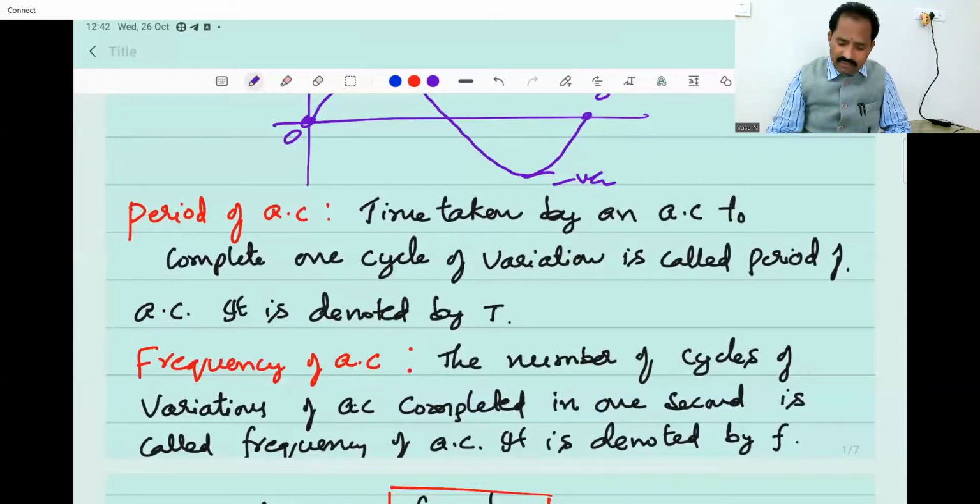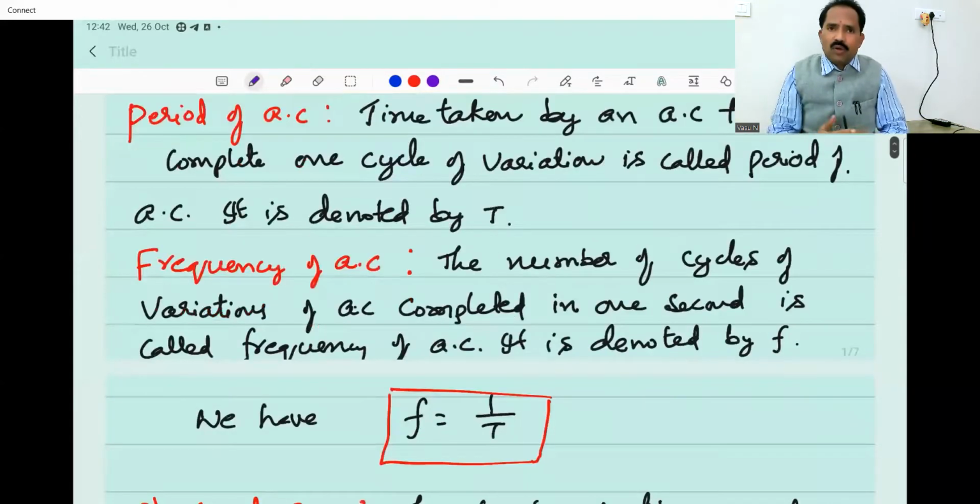Now what is called frequency of AC? It is just the reciprocal of time period. That means the number of cycles of variations of AC completed in 1 second. How many cycles occur in 1 second? How many rotations happen in 1 second? The number of cycles of variations of AC completed in 1 second is called frequency of AC. It is denoted by f. So by definition, f is equal to 1 by T.